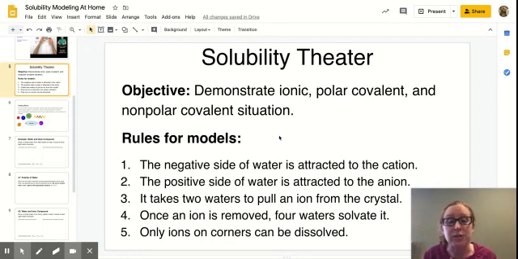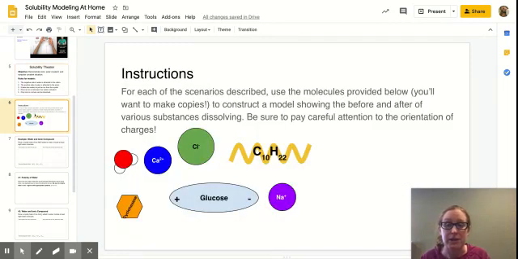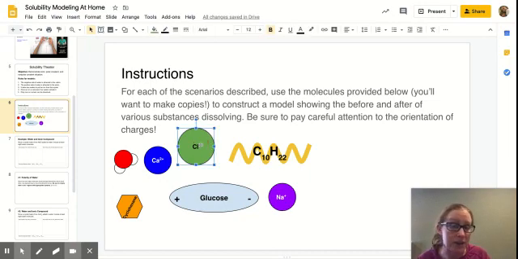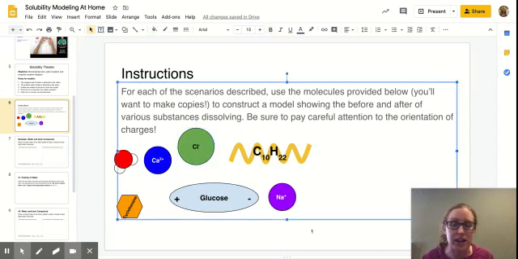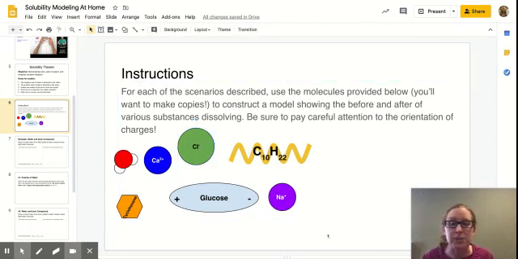Now, normally in the classroom, we would do this live using people as waters and as ions and as polar molecules and whatnot. But because you are at home, we're going to do this with just our drawn models. For each of these scenarios, you're going to be using these images, and you simply click on them and copy and paste them wherever you need to. These are all the molecules that you're going to have to work with. So make sure that you pay attention to the orientation of them as you go through the actual activity.